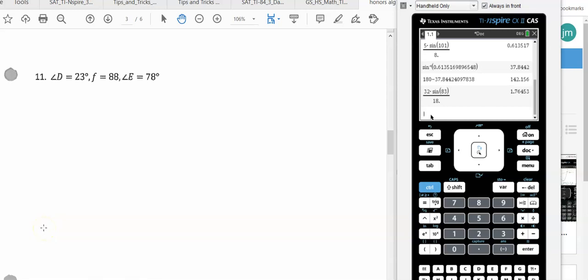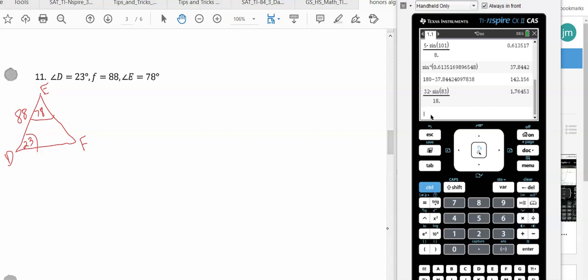So let's try this one. So we're going to draw it. D, E, F. Now I'm really expecting a two-solution problem, but we'll see. So D is 23. F is 88. And E is 78. Oh, now I'm not expecting a two-solution problem because this is angle side angle. This is going to be a straightforward law of sines. It's going to have one solution. As long as those two don't add to more than 180, we're good here.